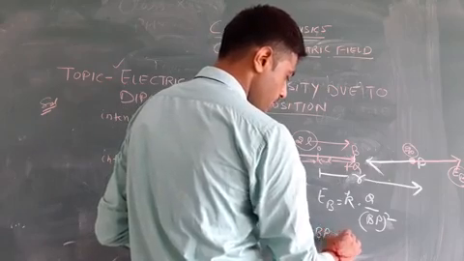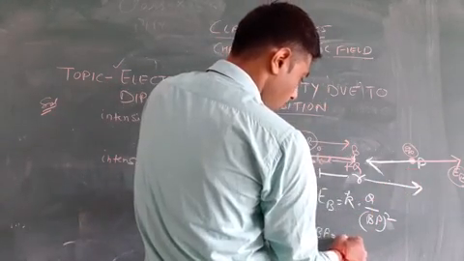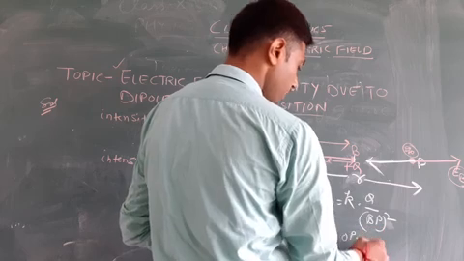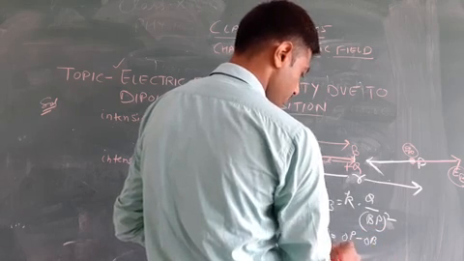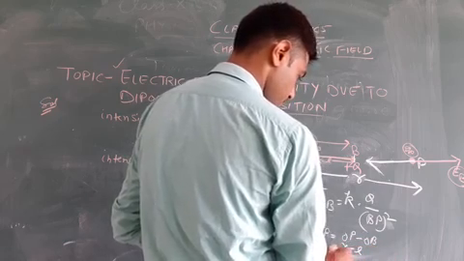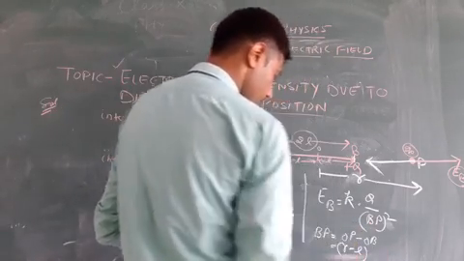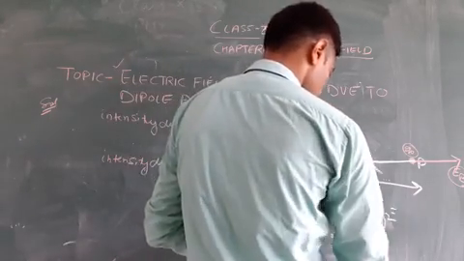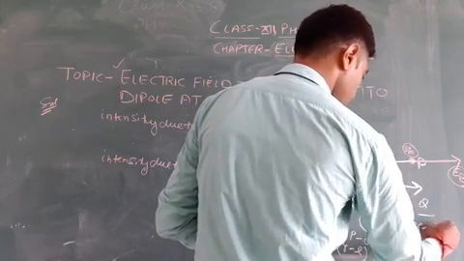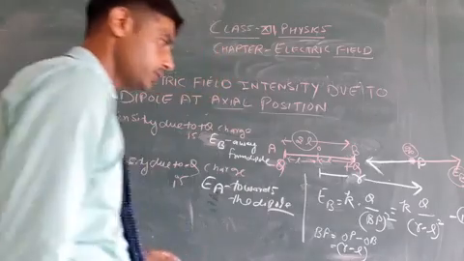And what is the value of BP? BP equals OP minus OB. This is equal to R minus L. So by putting the value, EB equals K Q upon R minus L whole square. This is equation first.